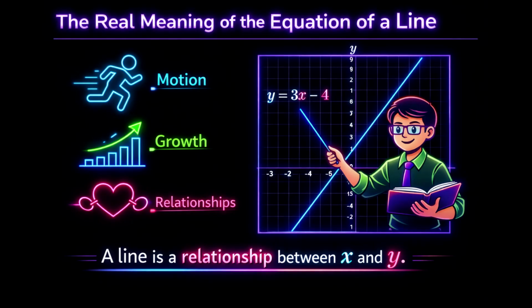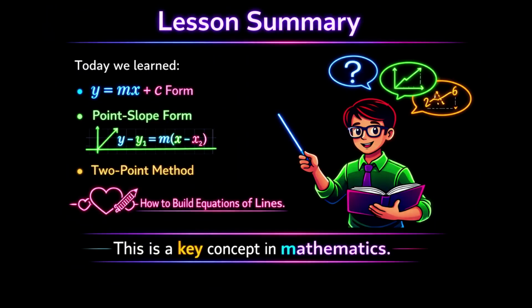An equation of a line represents motion, growth and relationships. A line is a relationship between x and y. Today we have learned the equation of a line: the y = mx + c form, the point-slope form, and the two-point method, and also how to build the equation of a line. This is a key concept in mathematics.